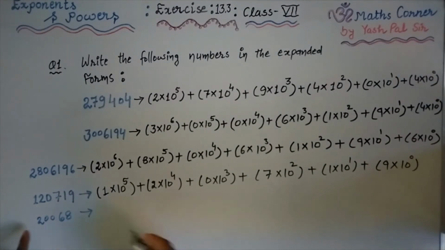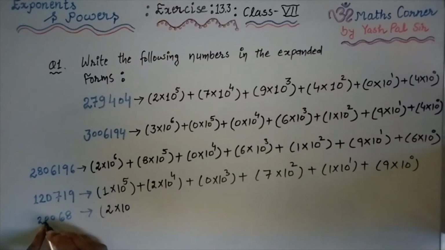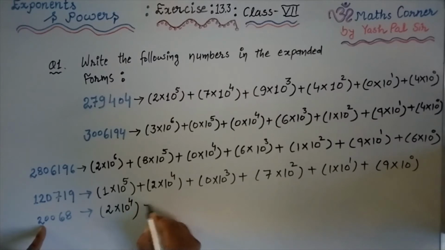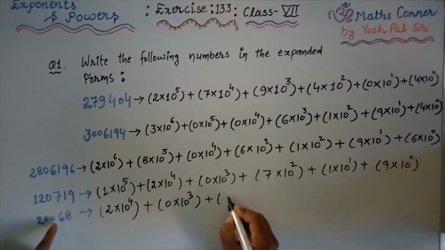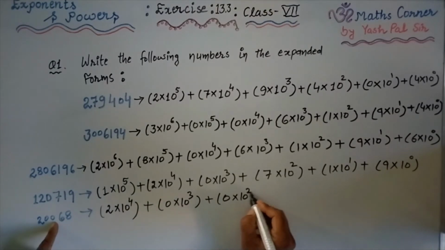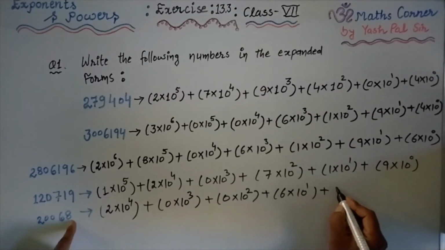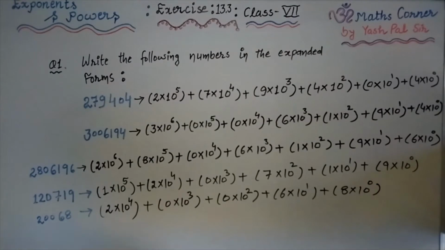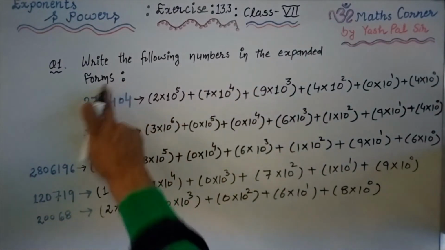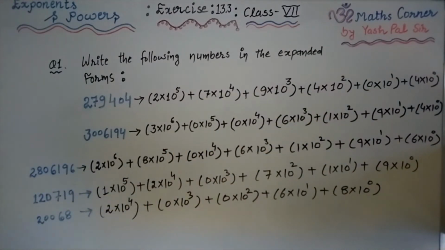The last number of question number 1 is 20,068. So we write first of all 2 into 10 raised to power 4. Next is 0 into 10 raised to power 3 plus 0 into 10 raised to power 2 plus 6 into 10 raised to power 1 plus 8 into 10 raised to power 0. So this was our question number 1. Write the following numbers in expanded form. This is the way we can write the given numbers in expanded form.